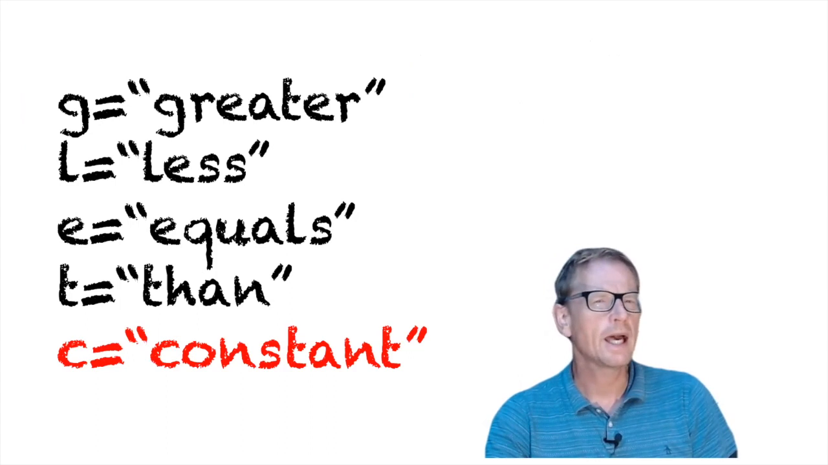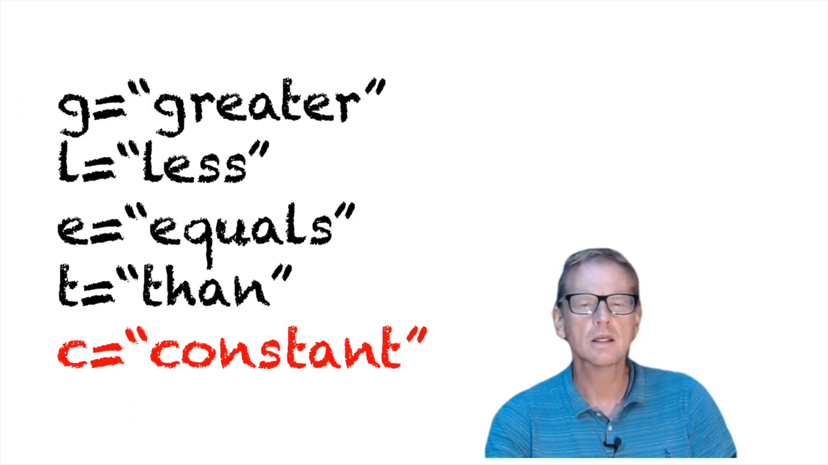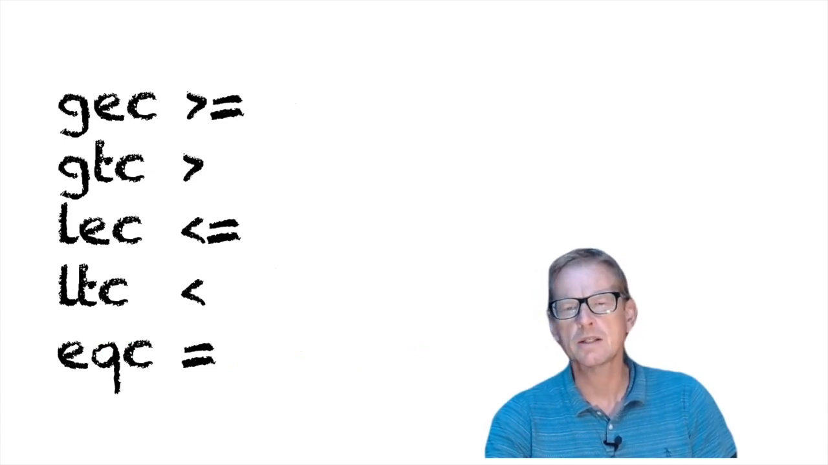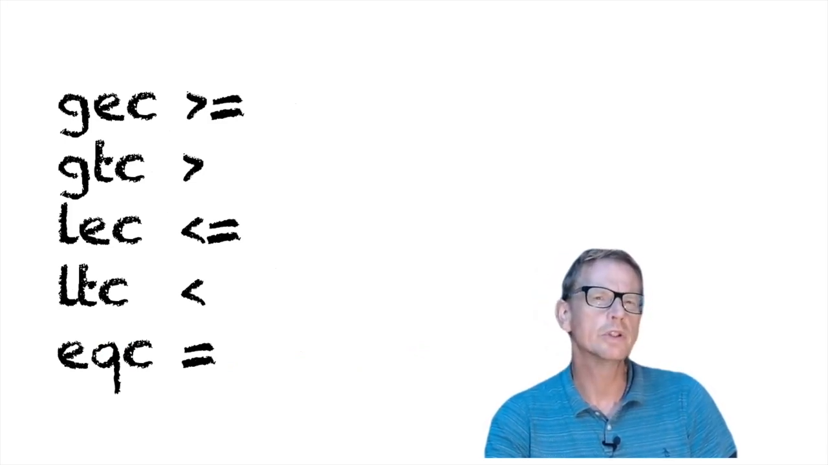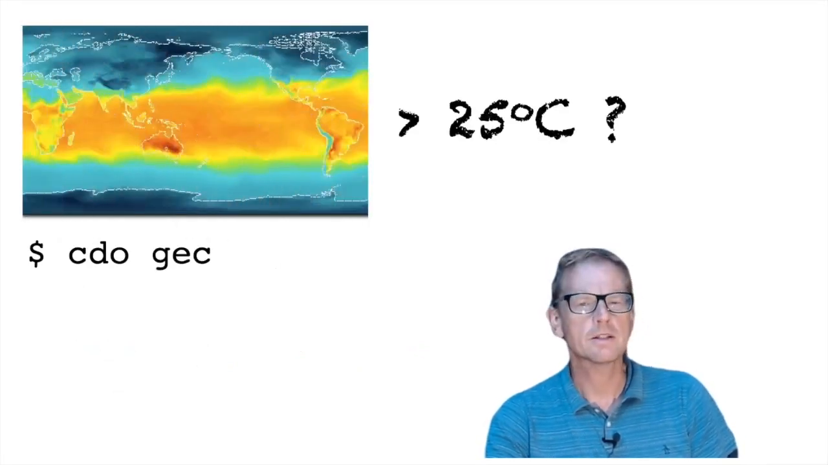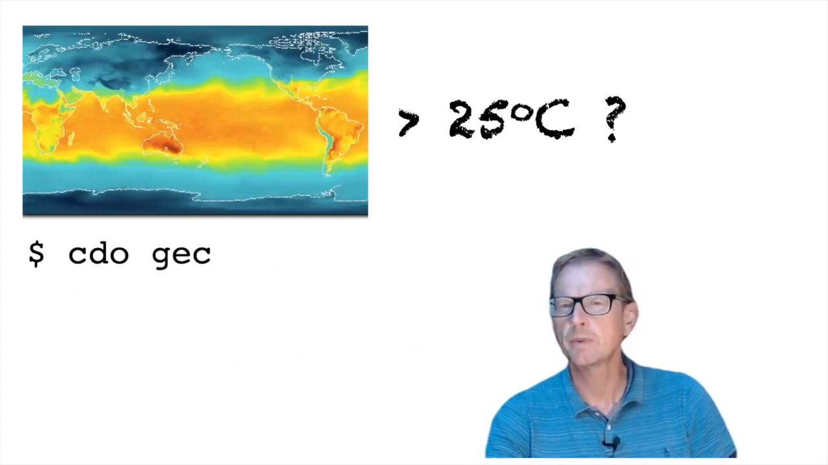Now we have to add an extra variable to our logical function list. We've already seen these top four functions, and now we're going to add another abbreviation, C, for constant. So we will combine these. Now we have GEC: GE, if you remember, was greater than or equal to, and GEC means greater than or equal to a constant. All of these logical operators can be combined with an extra C. So in this case, we want to compare this field to a threshold of 25 degrees. The command starts CDO space GEC, but now we need to give it an argument.